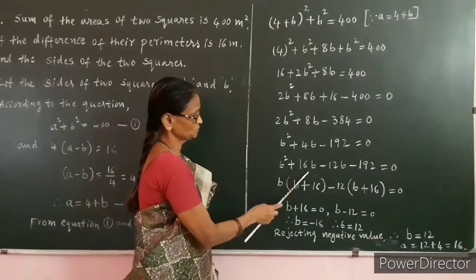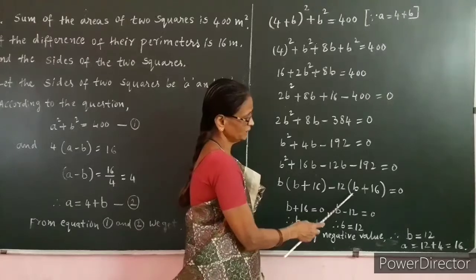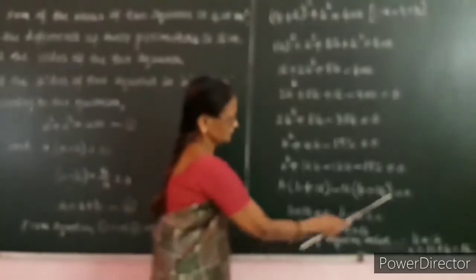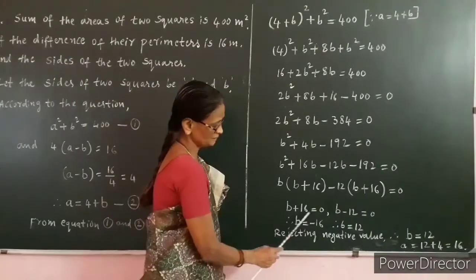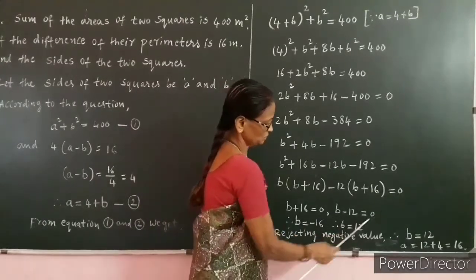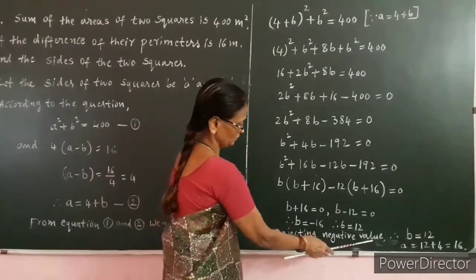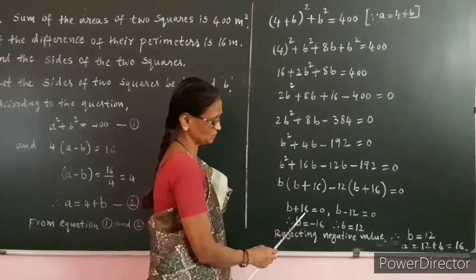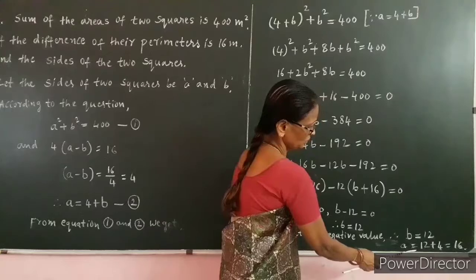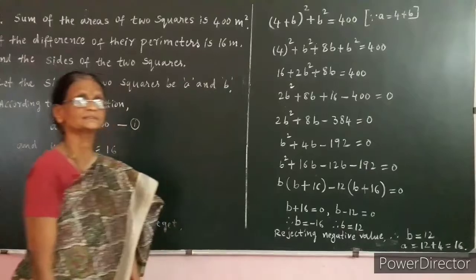The common factor of the first two terms is b, giving b into (b plus 16). Here the common factor of the other two terms is minus 12. It becomes minus 12 into (b plus 16) equal to 0. Equating each factor to 0, we get b plus 16 equal to 0, therefore b equal to minus 16. b minus 12 equal to 0, therefore b equal to 12. Rejecting the negative value, since there is no negative value for the side of a square. Therefore b equal to 12, and a equal to 12 plus 4, which is 16. The required sides are 12 and 16.